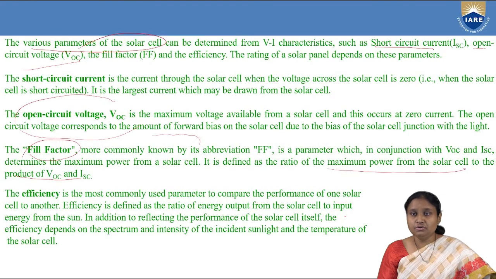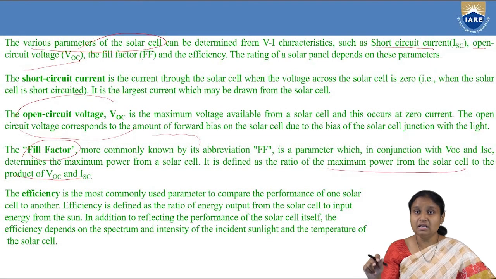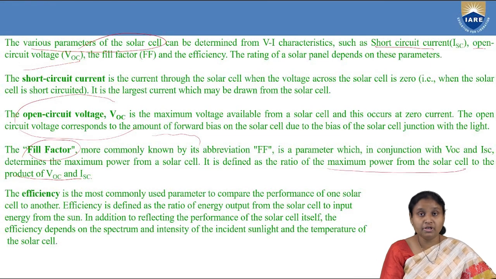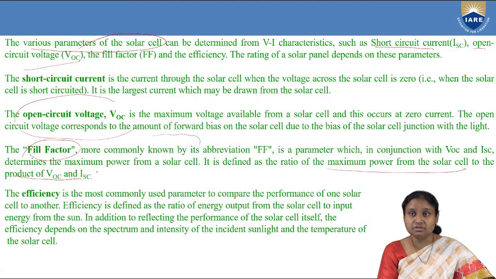So we have a ratio. In the numerator we have maximum power, which is taken at the bend of the VI characteristic. In the denominator we have the product of open circuit voltage and short circuit current.